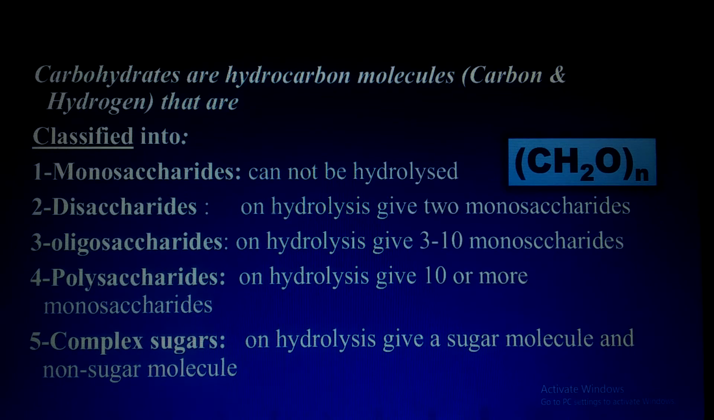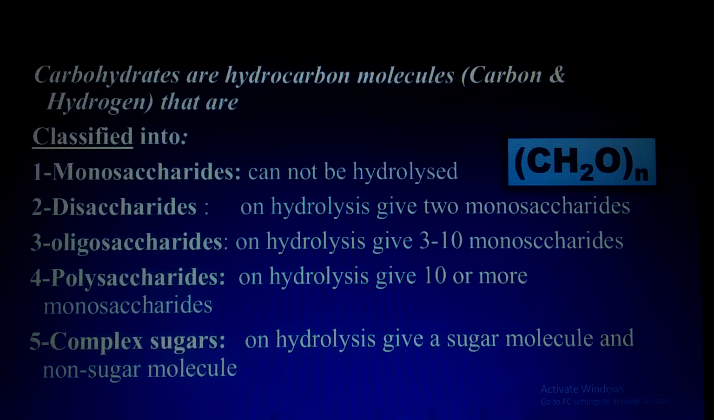Disaccharides, which are oligosaccharides, consist of 2 monosaccharide units. How many? Di means 2. Monosaccharide is the single unit, the building block of all the oligosaccharides, polysaccharides, disaccharides. So disaccharide, di means 2, saccharide means sugar, so it consists of 2 monosaccharides. And on hydrolysis, the disaccharide gives rise to 2 and oligosaccharides give rise to 3 to 10 monosaccharides.